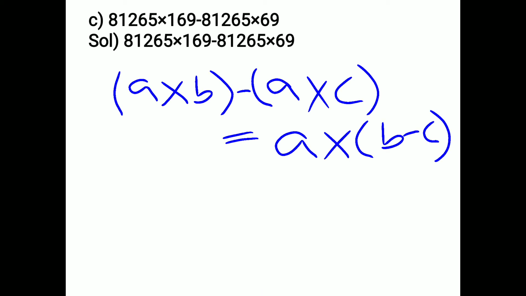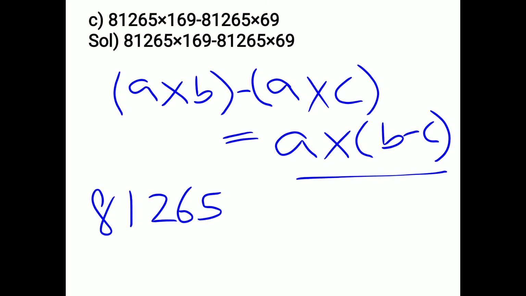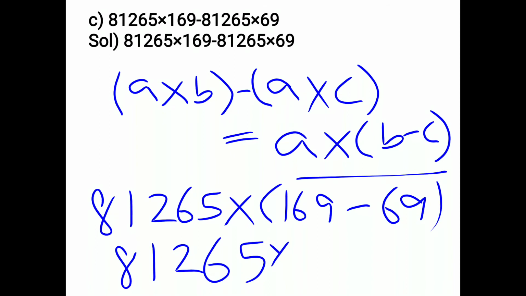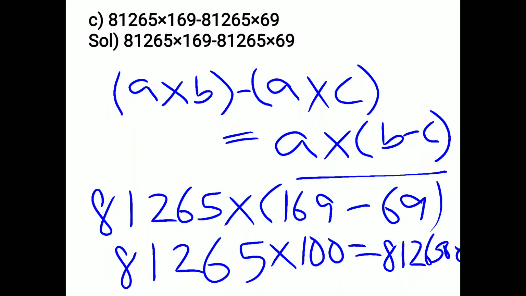Now A is 8125 into 169 minus 8125 into 69. So this formula we use. A is 8125 into 169 minus 69. Clear? So 8125 into 100. So the answer comes 812500. Clear?